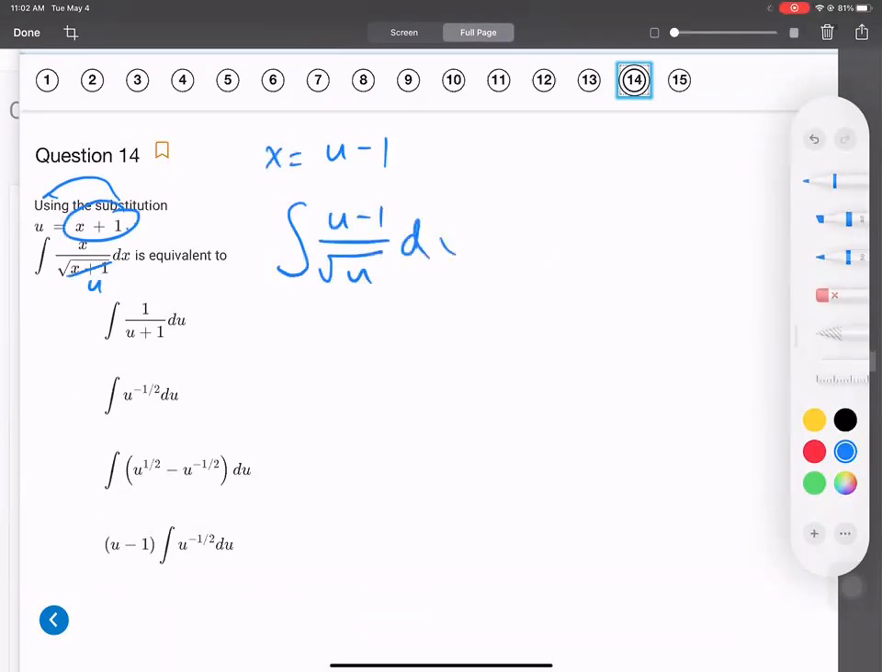Great. But there's a problem. We still have dx here. Now, how do we substitute dx for du? Think about it. How can I get x to look like dx? Just take the derivative. dx is equal to du plus 0. That's it. dx is du. Integral of u minus 1 over square root of u.